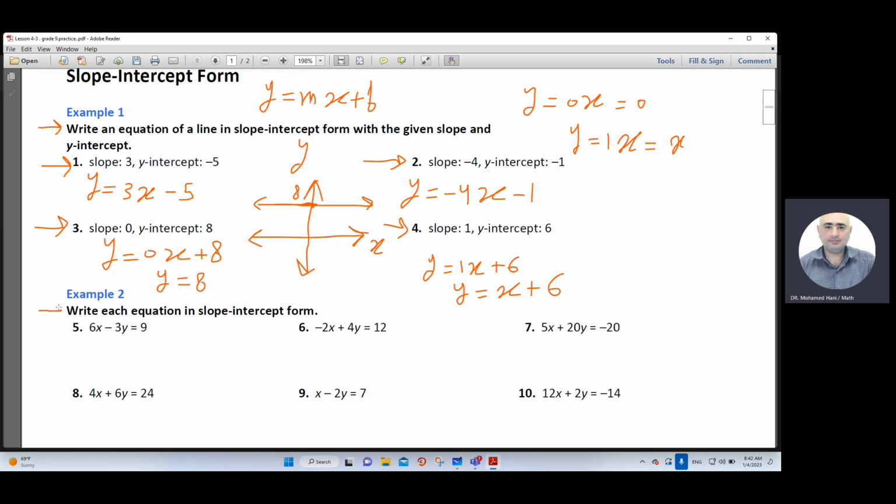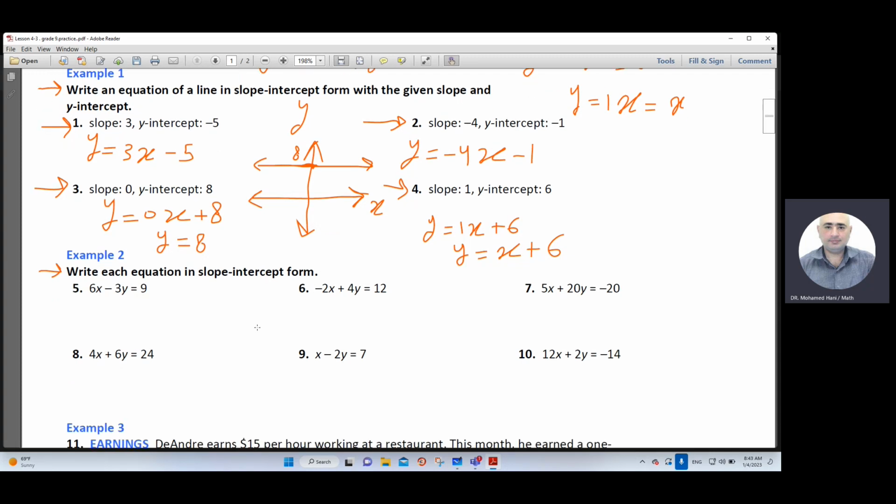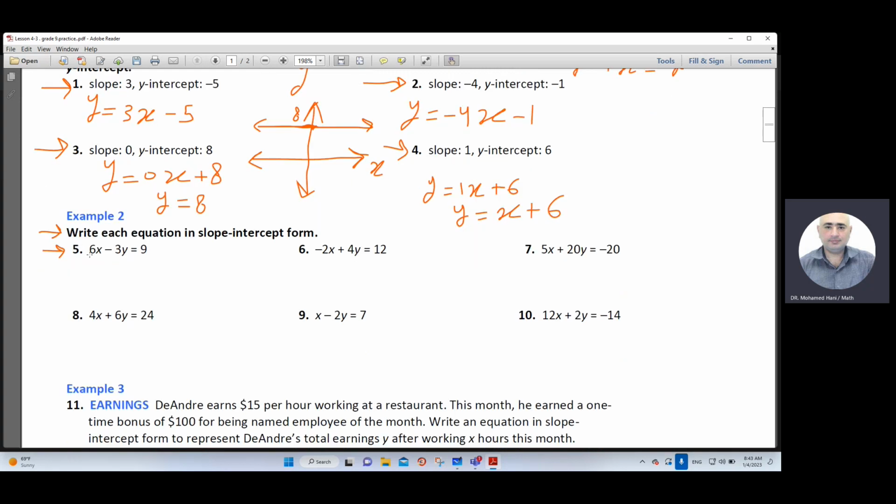Now the second question: write each equation in slope-intercept form. Listen please to the first question. I will solve number 5, then you will try, okay? Listen very well. Listen carefully, please. Here we have 6x minus 3y equals 9. This is the standard form for the linear equation. How to rewrite this equation in slope-intercept form? So we want to write this equation like y equals mx plus b.